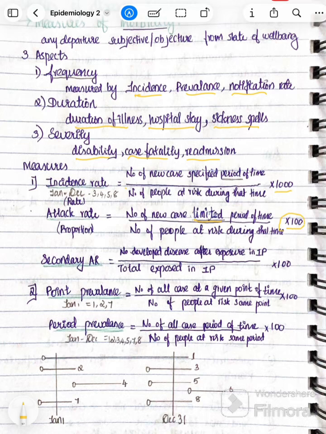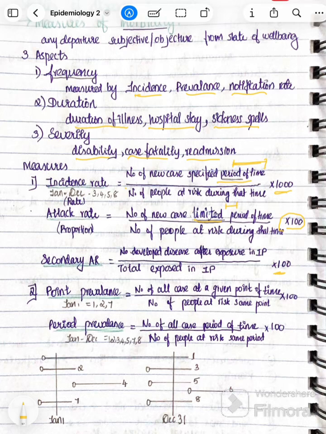This incidence is over a specified period of time, so it's a long period from here to here, so it's a limited period of time. Multiplier is 1000 here, and the multiplier here is 100. And secondary attack rate: the number of exposed people who develop disease within that particular incubation period is called the secondary attack rate. Multiplier is 100. Prevalence: we have point prevalence and period prevalence.